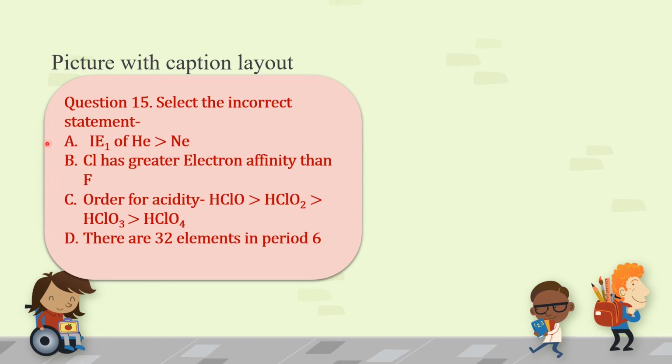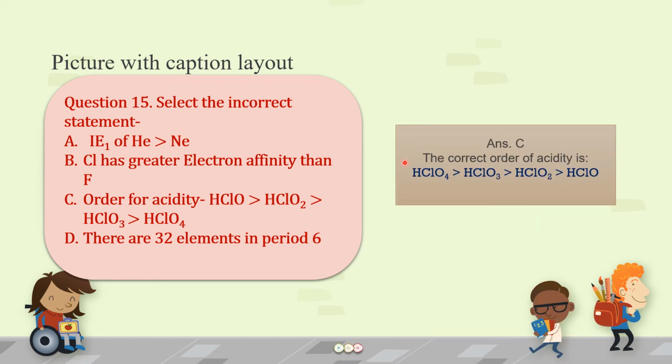So as far as A choice is concerned, as we go down the group, the ionization enthalpies are going to decrease. So this is going to be correct. Chlorine has a greater electron affinity than fluorine. We've already discussed this. So this is also correct. The third option, well, this is the incorrect option. The order of acidity for the oxo acids of chlorine is going to be that HClO4 is going to be the maximum acidic, and then HClO3, HClO2, and then HClO will be the least acidic.